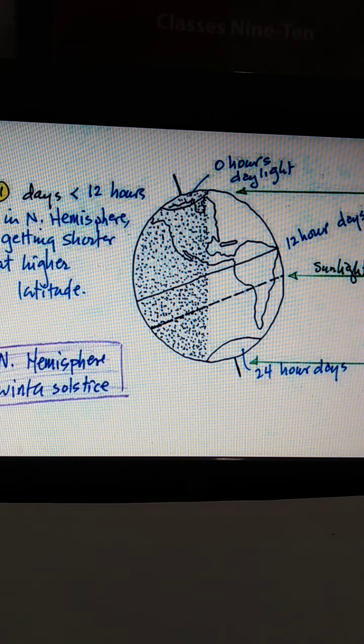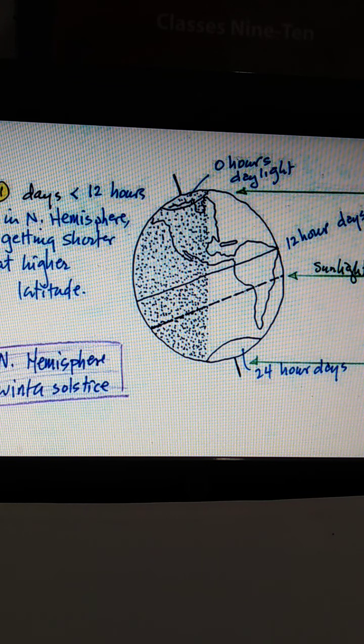On this date, day becomes longest and night shortest in the Southern Hemisphere. The opposite condition prevails in the Northern Hemisphere. 22nd December is called winter solstice.